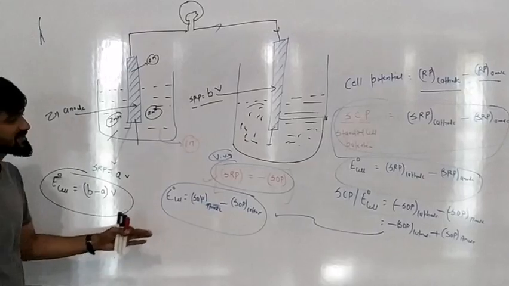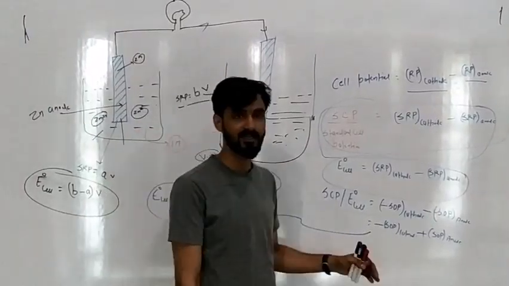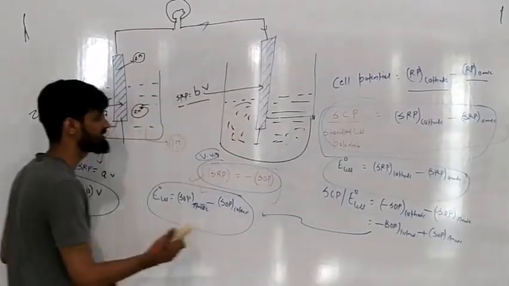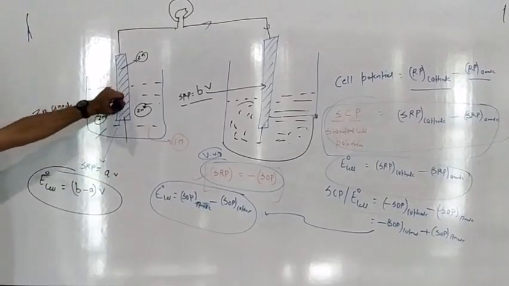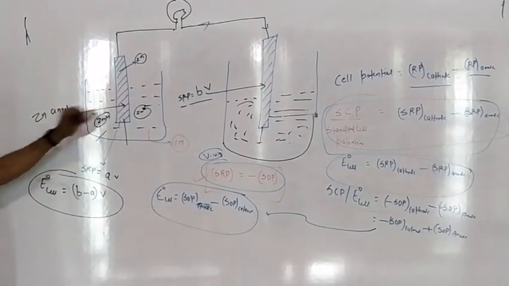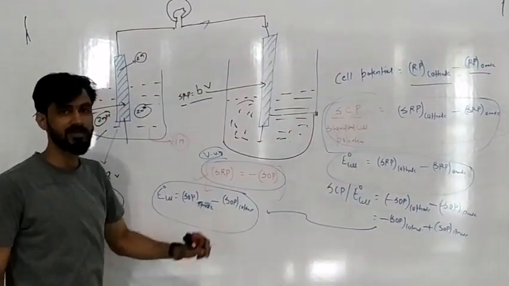Now, my dear student, I am going to define the notation of a cell. How will we define the notation of a cell? Because there are so many parts in the cell, like the anode, the electrolytic solution, and the salt bridge.